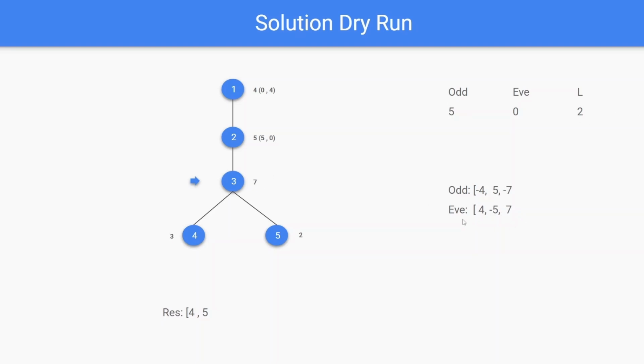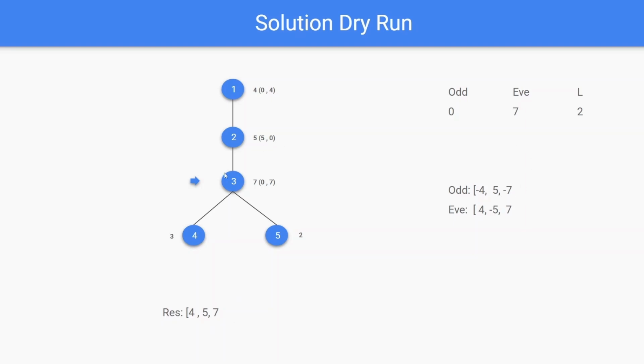So 7 will be added in the even series, subtracted in the odd series. So 5 minus 7 is -2. I don't want -2. I'll make it 0. And then, sorry, even series is 0. 0 plus 7 is 7, so it would become 7, and that would become 0. As I am on the even level, the even series value is my result. So for node 3, the result will be 3.